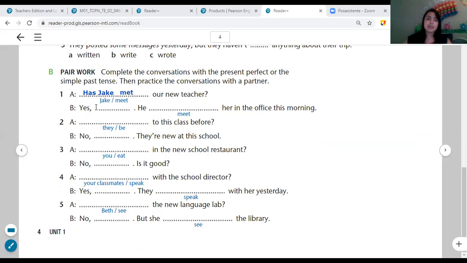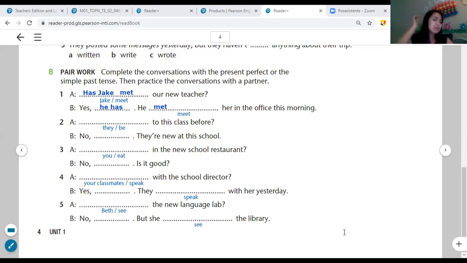Yes, he has. He met her in her office this morning. Now we have a specific time. We know that he met her when? This morning in her office. So this is the simple past. He met her in the office this morning.